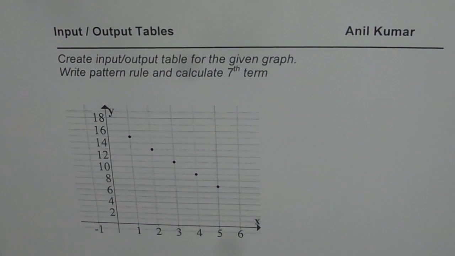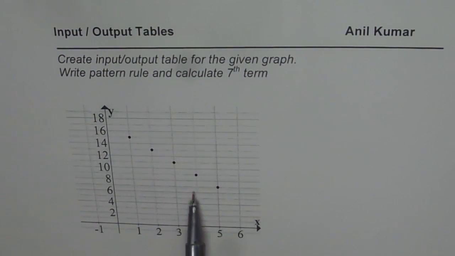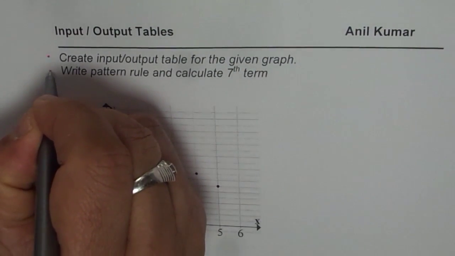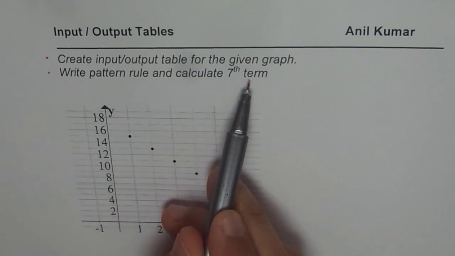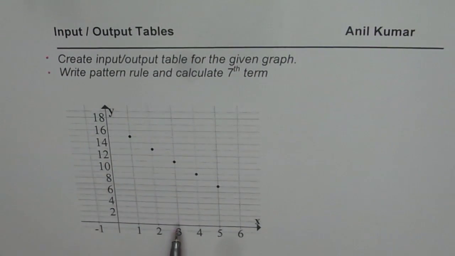The question here is: create an input-output table for the given graph. That is the graph given to you. You need to create an input-output table, so that is the first part. The second part is to write a pattern rule and calculate the seventh term. So these are two things you have to do for the given graph. You can pause the video and answer the question.